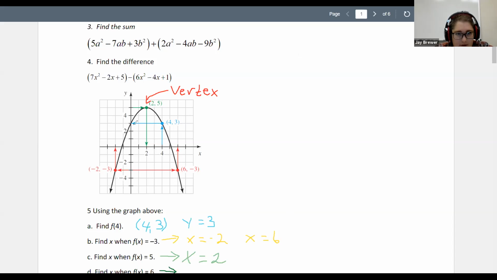So when y equals 6, basically right here, what do you notice? There's no value there. Good job, Reese. Great job, both of you. So there is none because you have a downward facing parabola, which means once you hit the top, you're done. You can't do anything else.